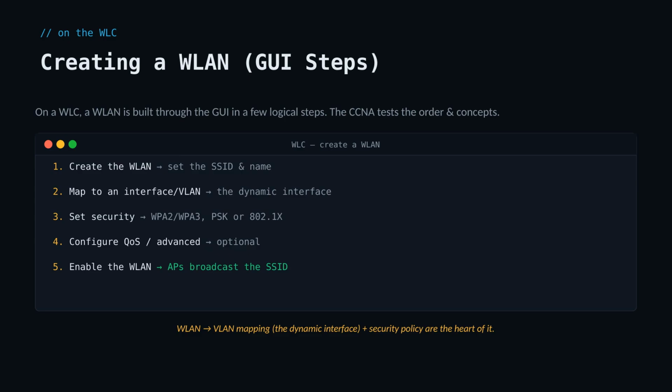On the WLC, creating a WLAN follows a clean, ordered flow through the GUI. First, you create the WLAN and give it an SSID, then you map it to a dynamic interface, which is really just the VLAN it lives on. From there, you set your security, typically WPA2 or WPA3, with either a pre-shared key or 802.1X, optionally tune QoS, and finally, enable it so the APs start broadcasting. The two pieces the CCNA really wants you to internalize, the VLAN mapping and the security policy. Everything else orbits around those.